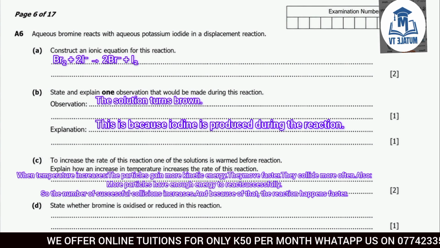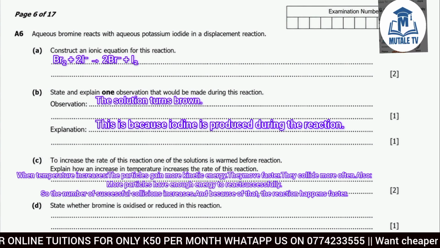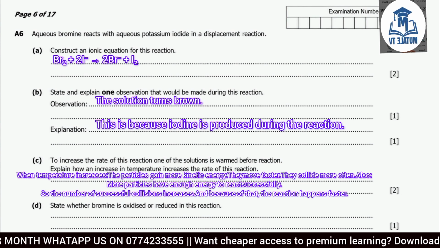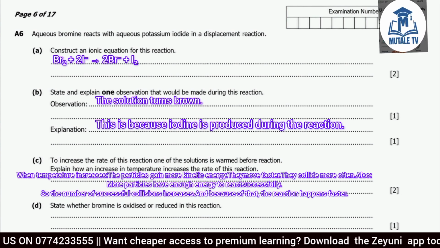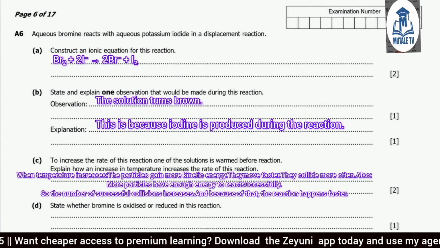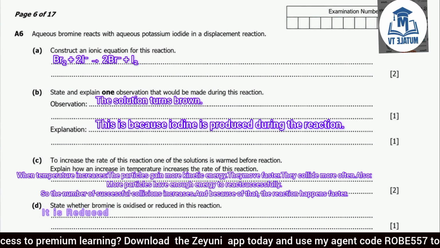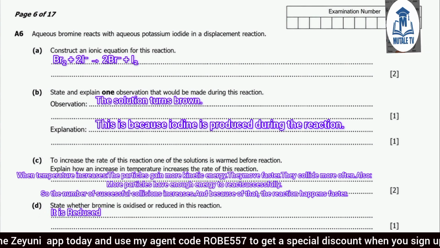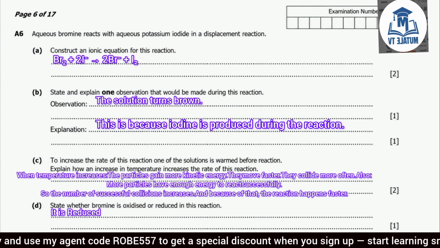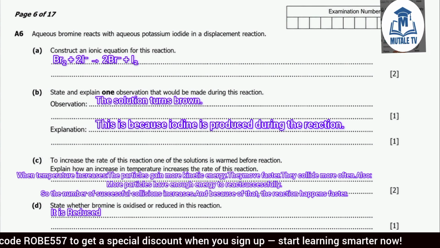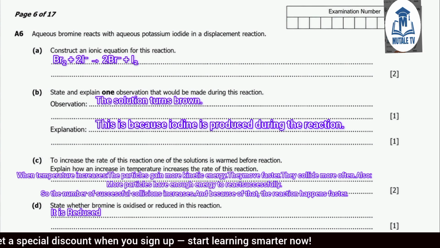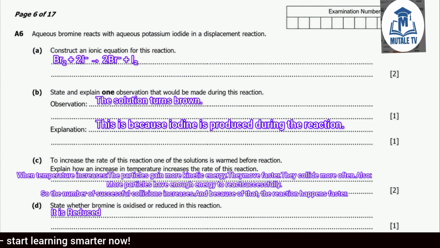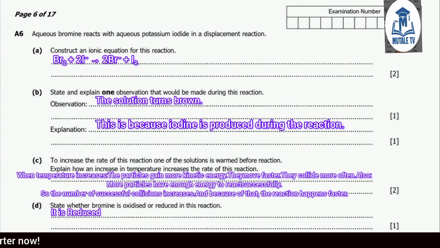Finally, let us answer the last part of the question on oxidation and reduction. Part D reads, state whether bromine is oxidized or reduced in this reaction. Bromine is reduced. Why? Because bromine gains electrons. From the equation, Br2 plus 2e- yields 2Br-. Gain of electrons means reduction. So bromine is reduced. And that brings us to the end of question A6.